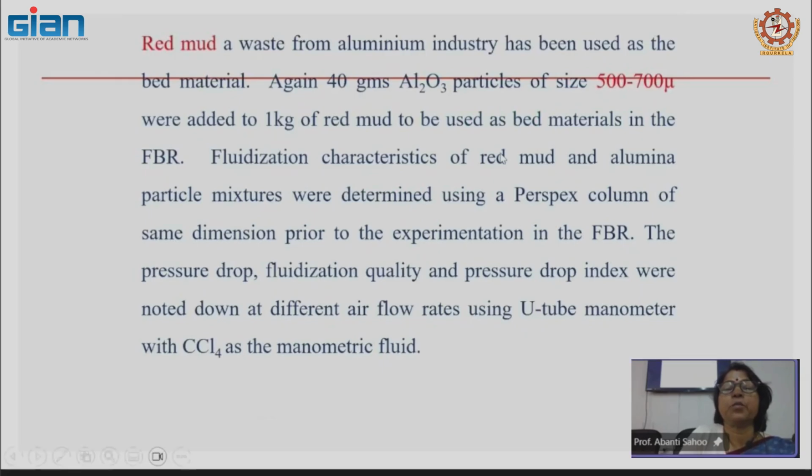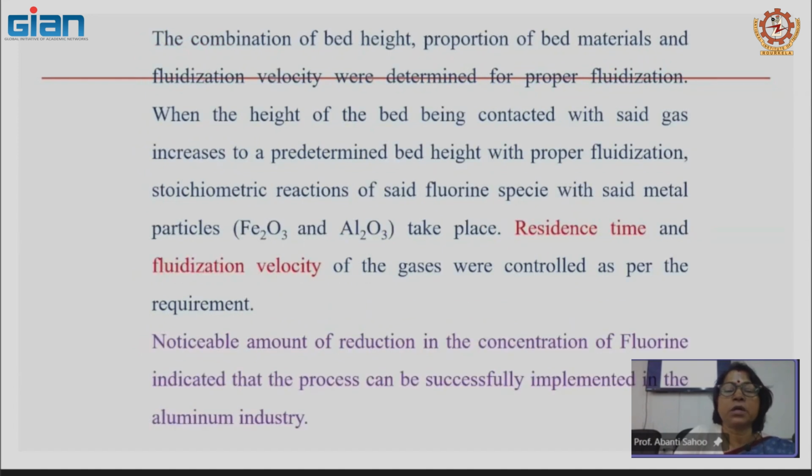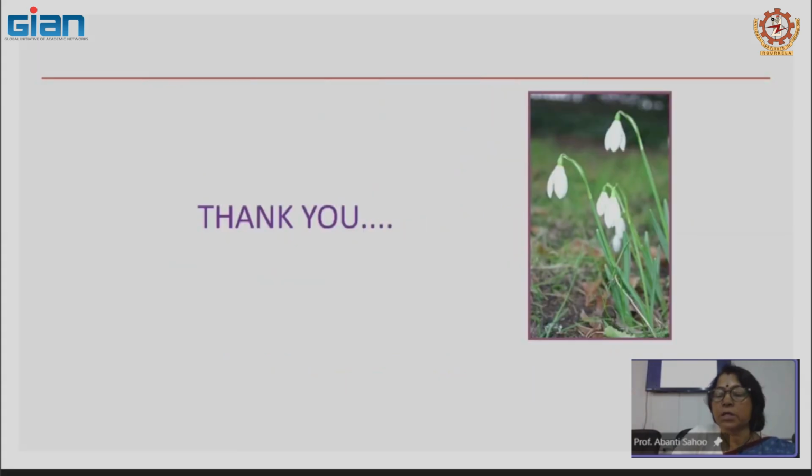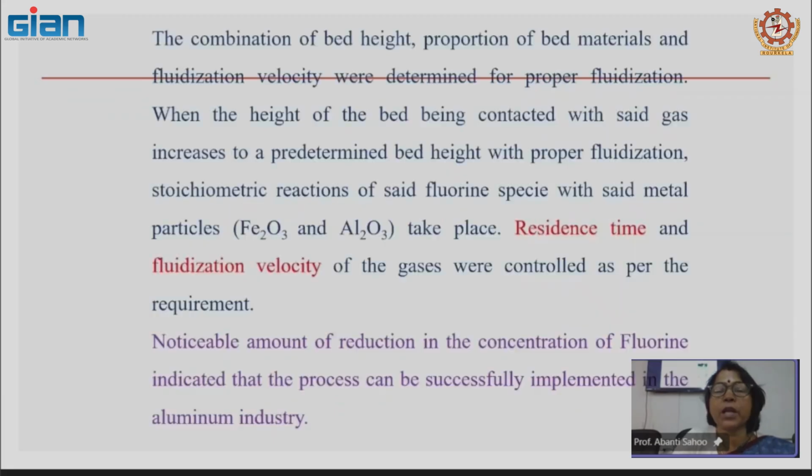This is the schematic diagram of the fluidized bed reactor, and we used red mud. Additionally, some aluminum particles were also used, to ensure that more metallic particles are present, because we had taken only about 5 liters of the gaseous effluent. We characterized the product coming out of the fluidized bed reactor and found it to be aluminum fluoride and ferric fluoride. That was characterized by ICP-MS.